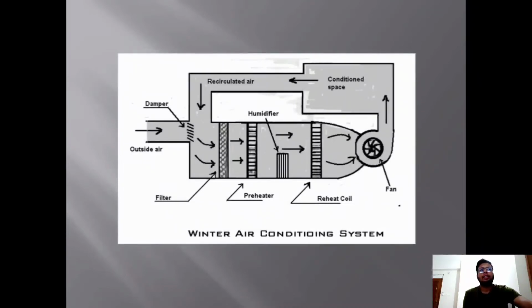And again, as the last part, there is a circulating fan which spins, and all the air passes through this filter, preheater, then humidifier, then reheat coil. It passes through this fan, and the fan passes all this air to the chamber of the conditioned space. After that the air passes into circulated air, and in this way the cycle works, and the air gives a warm breeze. So that's how a winter air conditioning system works.